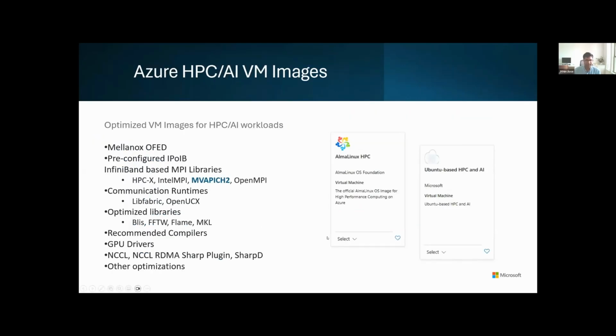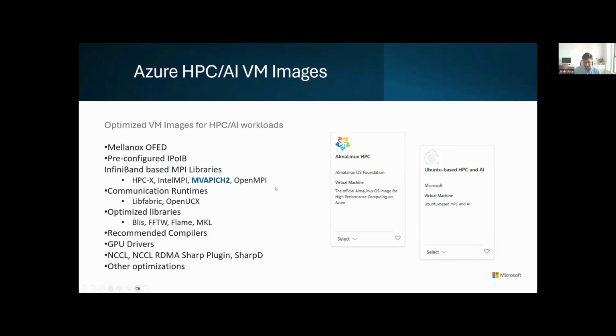Quickly, before going there, I just want to call out the HPC-AI VM images. We have curated HPC VM images based on Alma, Ubuntu, CentOS, etc., with all the required packages already installed, like Mellanox OFED, IB pre-configured, different MPI libraries including MVAPICH2, the different communication runtimes, the fabric or UCX, different compute libraries and compilers, and also some vendor-specific tunings. Different SKUs may have different recommendations, so when the VM image starts, it identifies which SKU or VM type it is and applies those optimizations. All of this is very transparent to the end user.